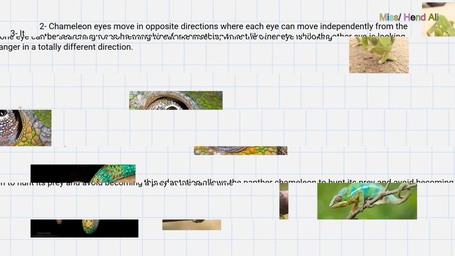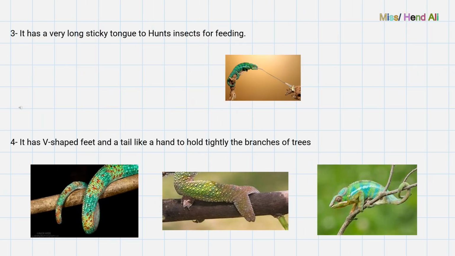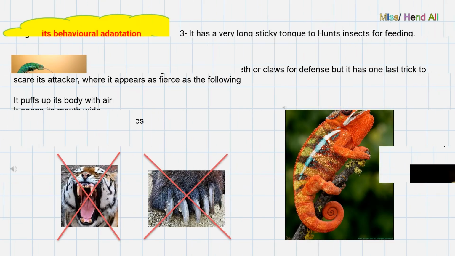The third structural adaptation of the panther chameleon is it has a very long sticky tongue to hunt insects for feeding. The fourth structural adaptation of the panther chameleon: it has V-shaped feet and a tail like a hand to hold the branches of trees tightly.